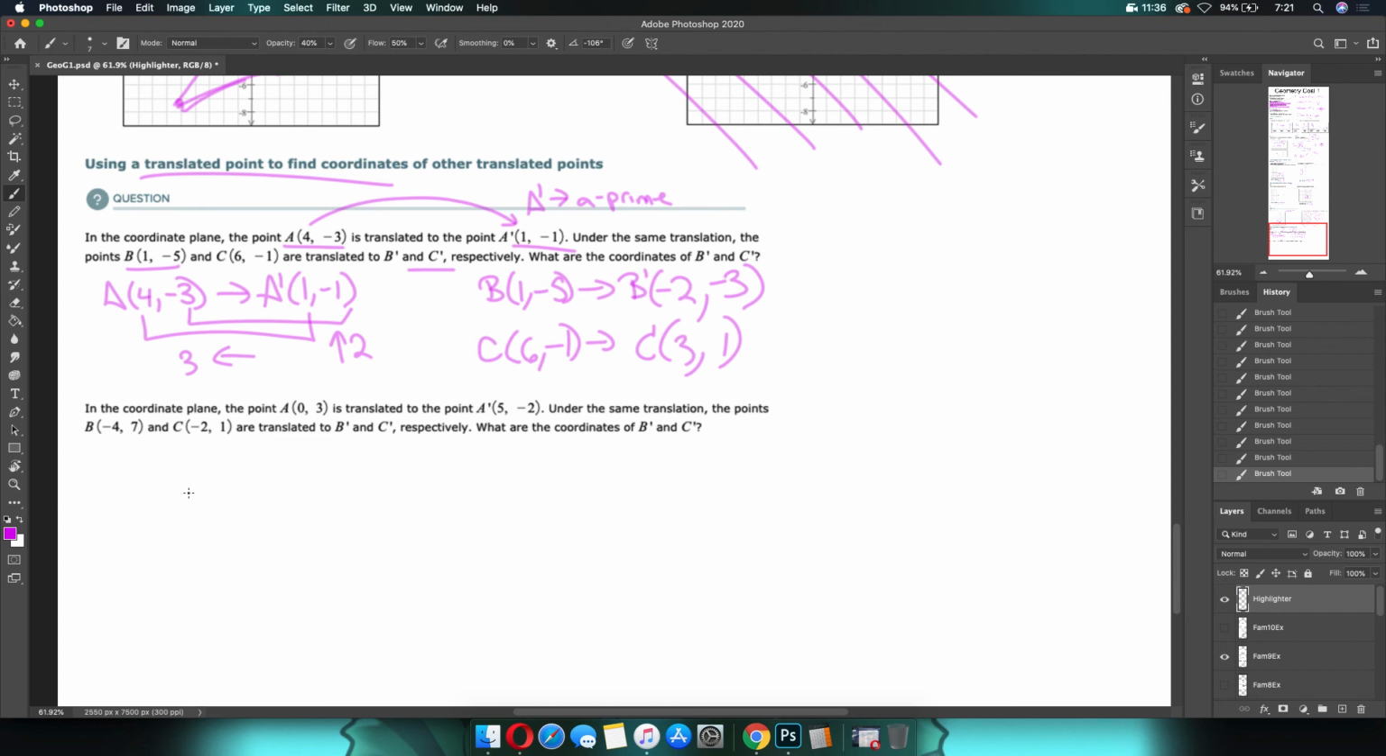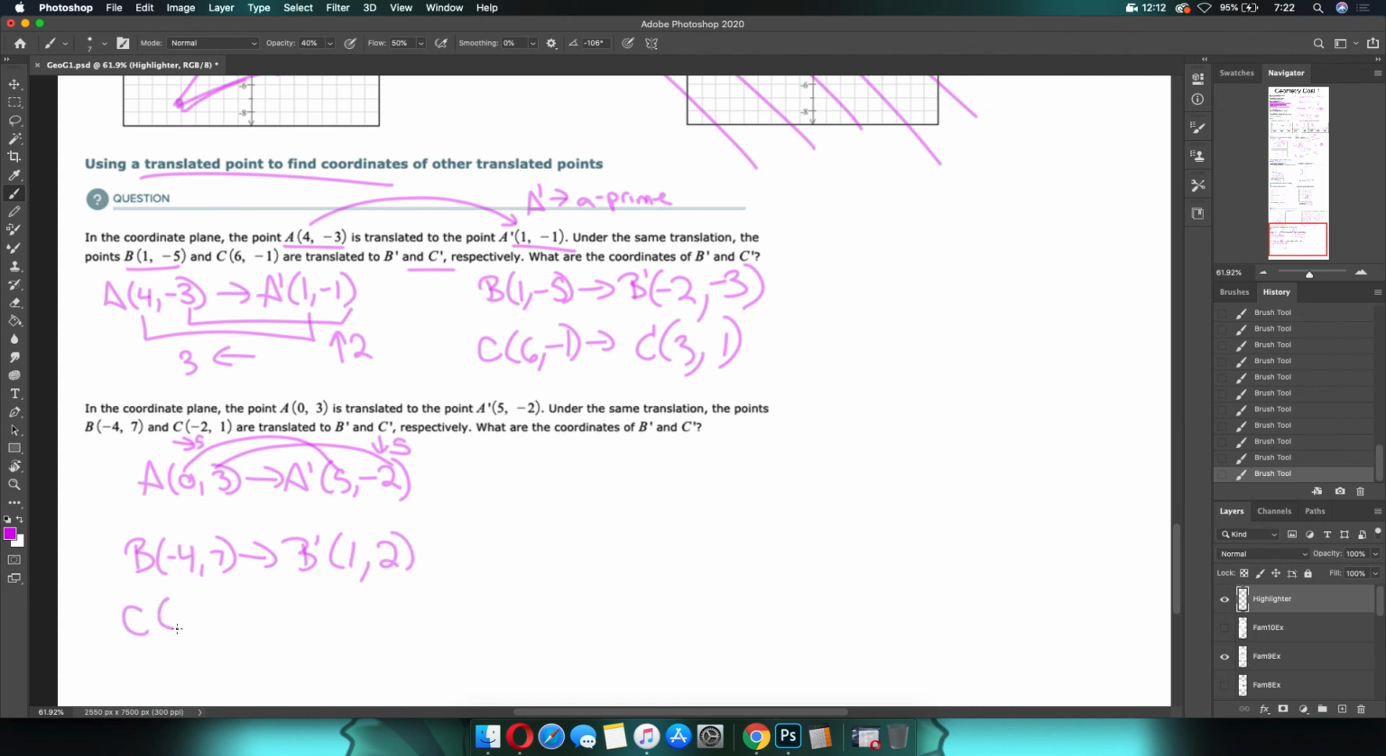So over here, what did we have? A is (0, 3), and then we went to A prime, which is (5, -2). Okay, so from here to here, I went right 5. And then from here to here, what did I do? I went down 5. So now I know B prime is what I meant to say. Okay, so B is what? (-4, 7). And now we're going to go to B prime. So if I go right 4, I stop at 1. And then if I go down 5, I stop at 2.